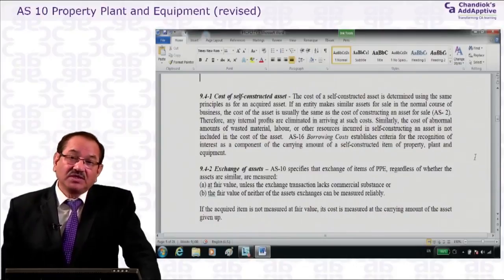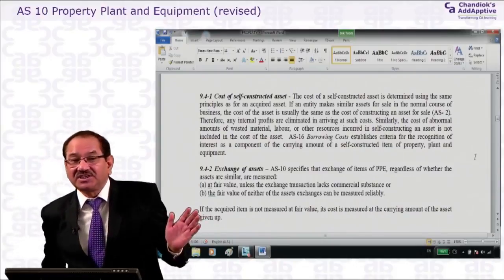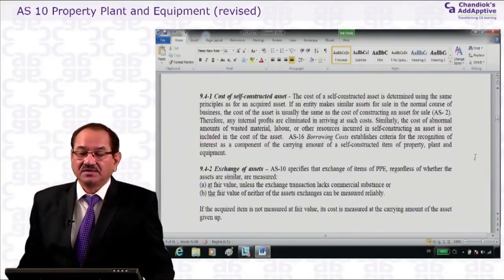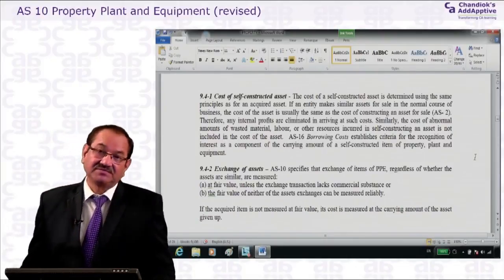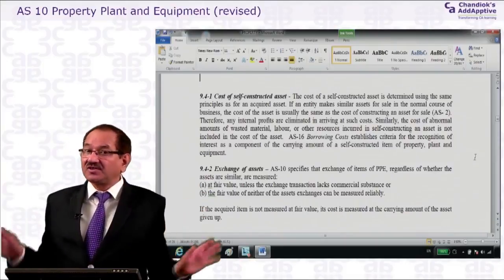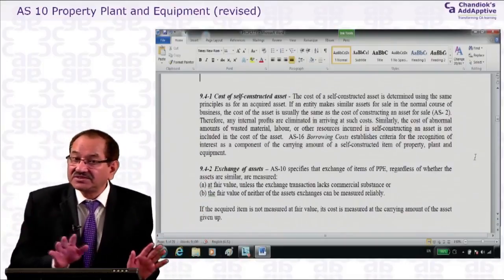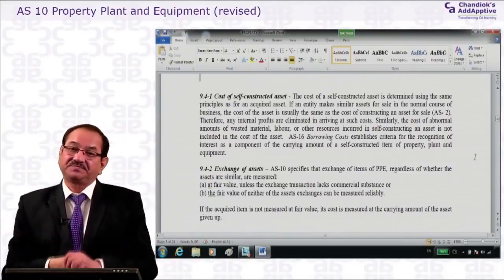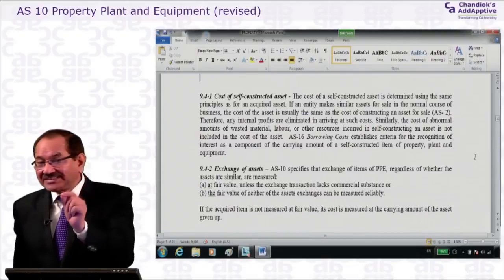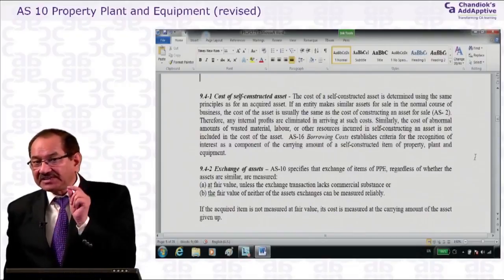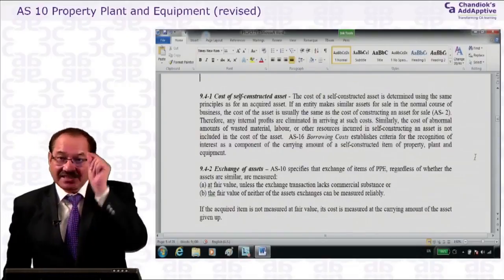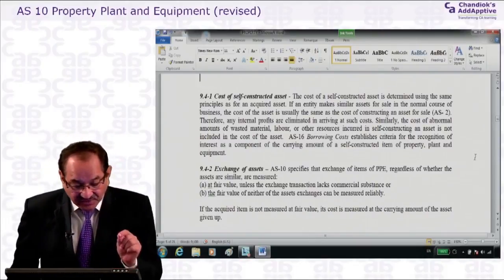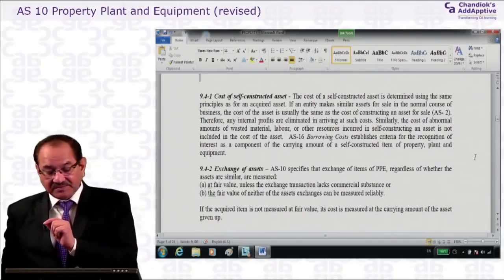If you are exchanging a building of 3 crores with plant and machinery of 2 crores, it lacks commercial substance. And if it lacks commercial substance, then the valuations may be different. The measurement of initial recognition will be different. So it is always at fair value if it has a commercial substance. If it lacks commercial substance, then it says, or the fair value of neither of the asset exchanges can be measured reliably.